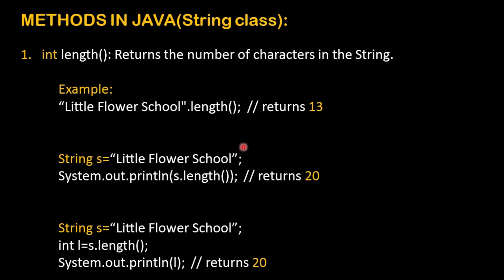Now let us see another method for using the same function. You are declaring in s this literal, little flower school. I have declared little flower school in the variable named s. Now System.out.println(s.length()). What is this s? Our string. So s.length, the length of this particular string literal will be calculated and displayed. What is the length of this string? The counting starts from 1, so you will be getting 20.